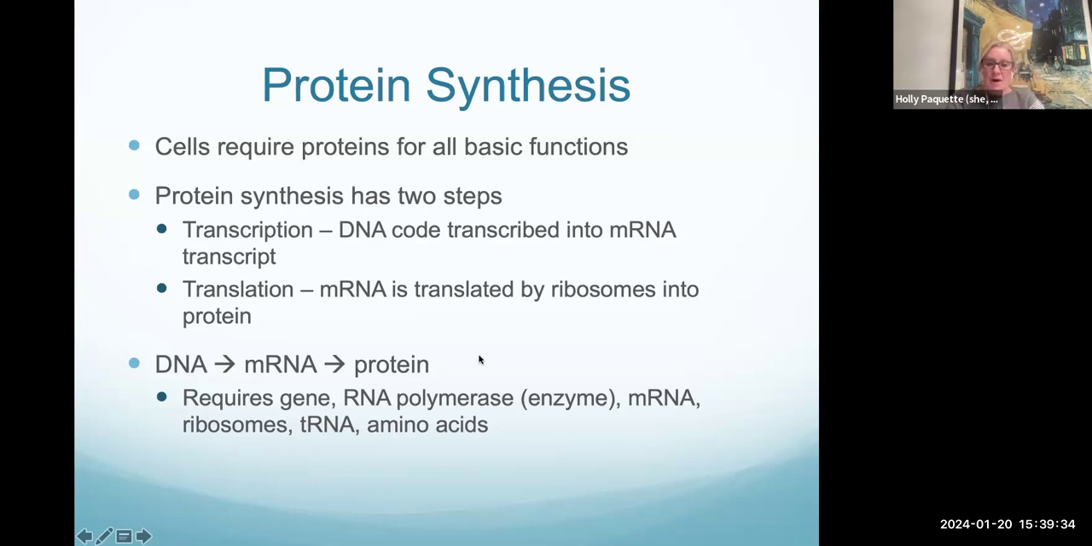This process requires the gene, the part of the DNA that's going to be expressed. It will also require an enzyme called RNA polymerase, and it will require mRNA, or messenger RNA, to carry that message from the DNA to the ribosome. Obviously, ribosomes will then be needed. And the tRNA is actually what will be bringing in the building blocks to make the protein, which are called amino acids. So with that, I am going to go back to the whiteboard and walk us through this again in those broad terms.